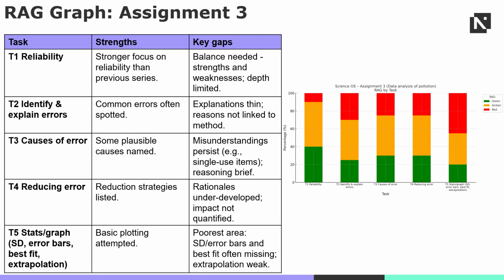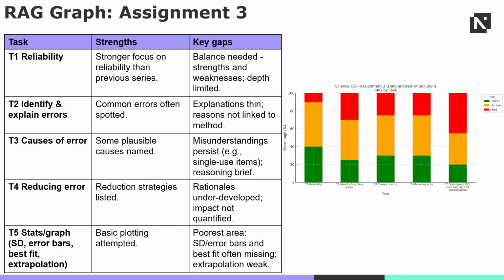For task 4, ways to reduce error, learners named controls, repeats, calibration, SOPs, but didn't quantify impact. So what good looks like is pair each mitigation with how it helps, and if possible, what metric would show improvement. For example, SD drops, fewer outliers. For task 5, statistics and graphing, SD, error bars, best fit, and extrapolation. This is the poorest area: missing standard deviations, no error bars, and absent or unjustified lines of best fit were common. So assignment 3 is where those higher skills are won or lost.